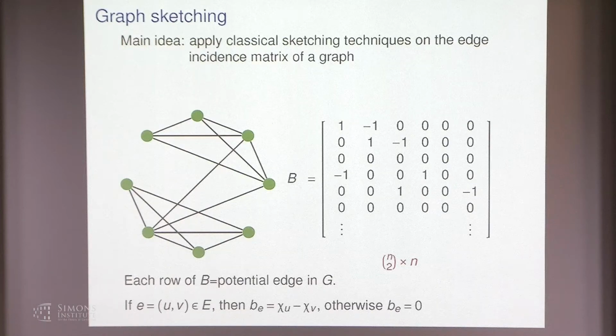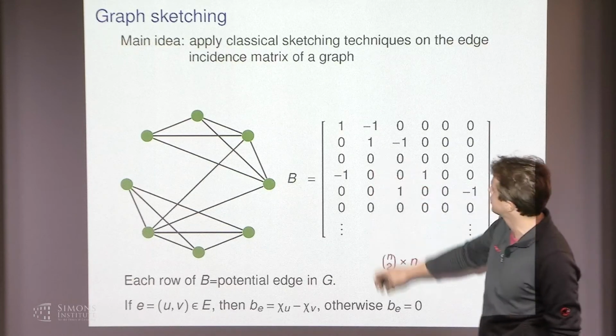This is an idea introduced by Ahn, Guha, and McGregor in 2012. The main idea here is to apply classical sketching techniques, such as the ones that we just looked at, namely distinct elements or AMS sketches, on the edge incidence matrix of our input graph. Okay, so here's the input graph pictured on the slide.